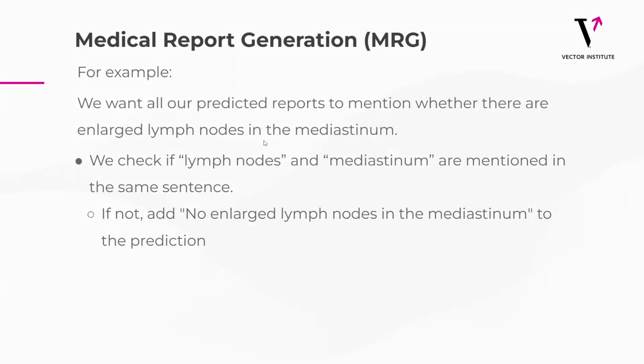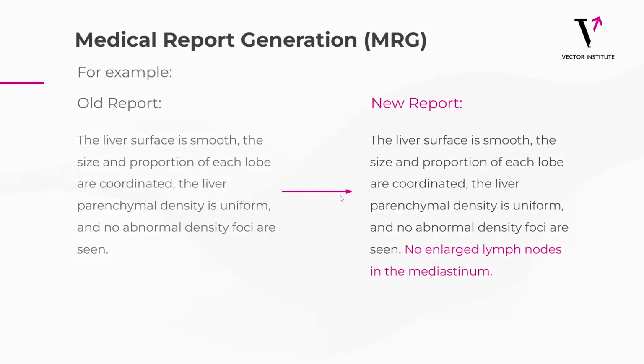So this is an example here. Let's say we want to check if our generated reports talk about whether enlarged lymph nodes are present in the mediastinum. We check if the words lymph nodes and mediastinum are present in the same sentence. If not, we add, okay, no enlarged lymph nodes are present in the mediastinum. Our old report is something like this, our new one is like this. We just add these here. We also noticed that if we add them in the beginning, the GREEN score is actually better than if you add them in the end, for some reason.